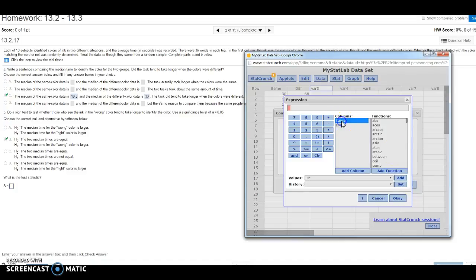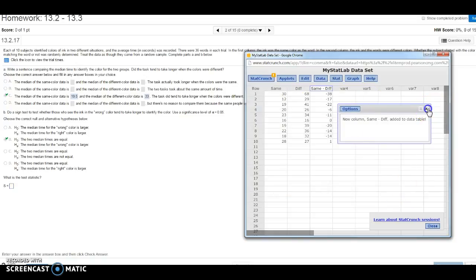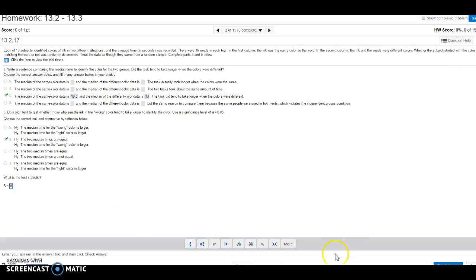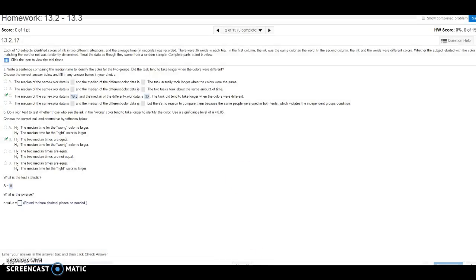So I'm going to have same, add column, minus, different, add that column. So I'm subtracting them, and I'm going to get a new column that will be same minus different. You'll notice I have a lot of negatives because the second one was bigger. The S statistic is either all the negatives or all the positives. So I can either put 8, or I can put 2. Either one will work. I'm going to put 8. Check answer. What is the p-value?